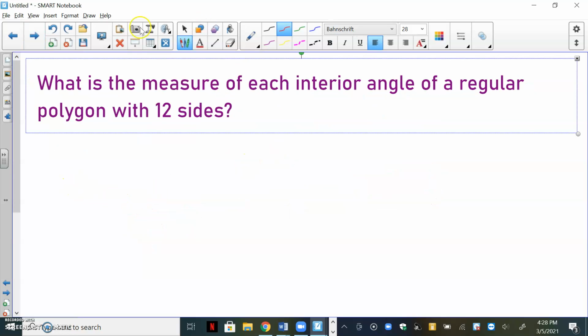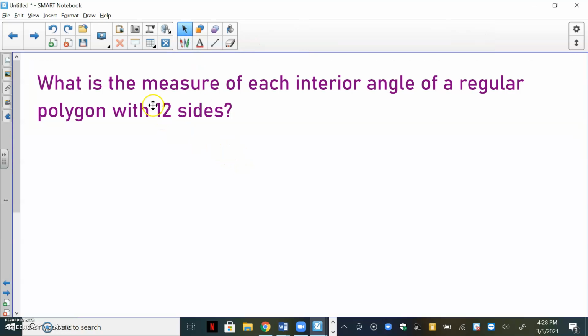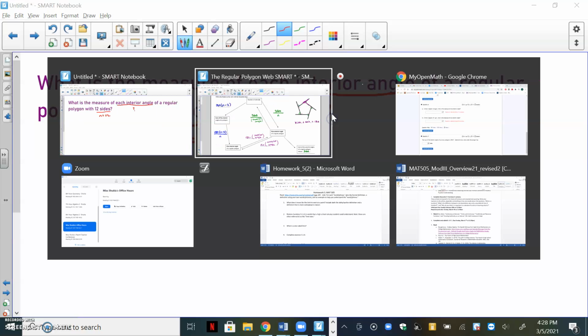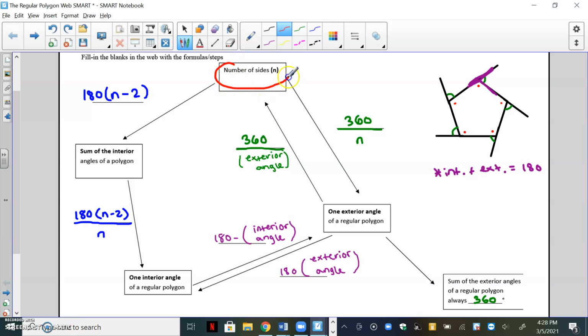Next, what is the measure of each interior angle of a regular polygon with 12 sides? So this is another one of those problems where we have the sides, this is n, and we need to find each interior angle. All right, so we go back here and we're saying, okay, we have the sides, we want the interior angle, so I need to use this formula. That's what's going to help me follow this path to get from my starting box to my destination box.